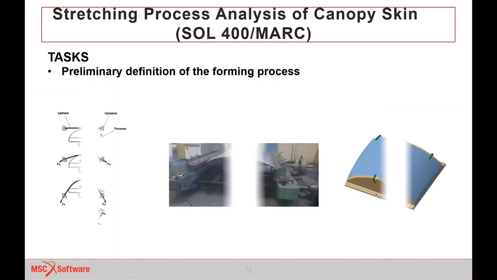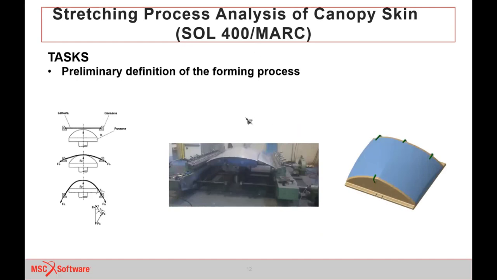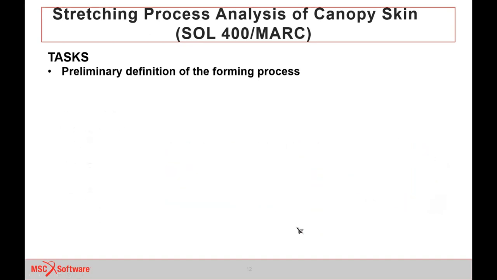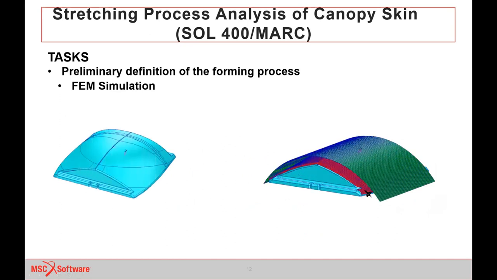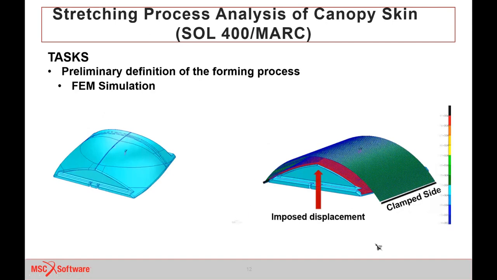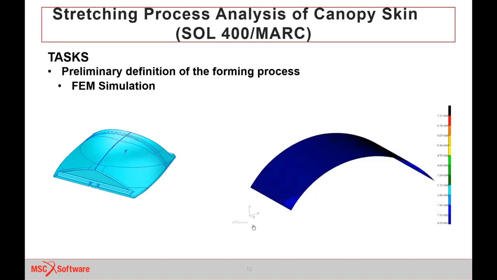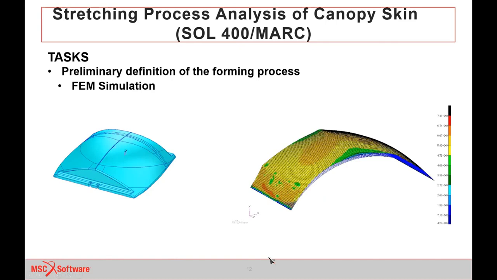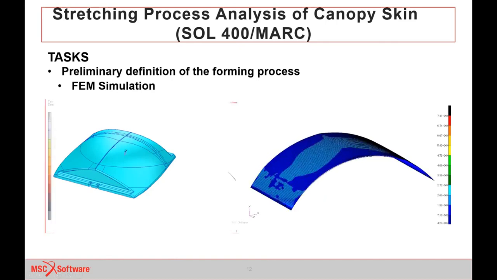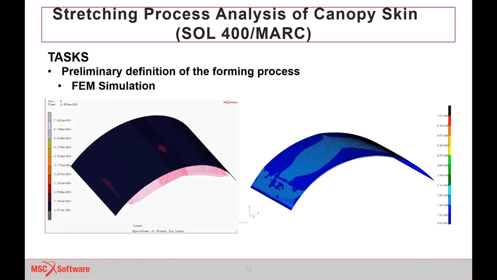You also need to simulate the forming process, for example, of the canopy. So you have the material, you have the machine to define the forming process, and you have to simulate it, because during the forming process, the structural characteristics of your structure can change. And if you don't consider this modification from a structural point of view, you can get wrong results and bad behavior of your system. So you also need to simulate this kind of process, and from this process, you can see the distribution of stress and deformation.